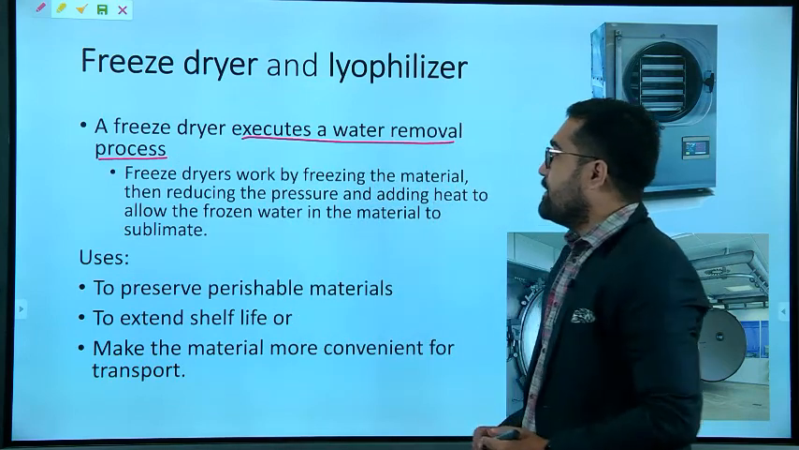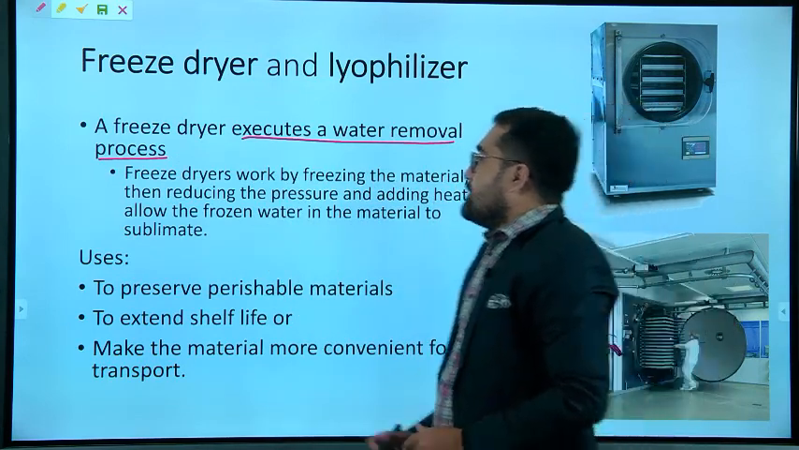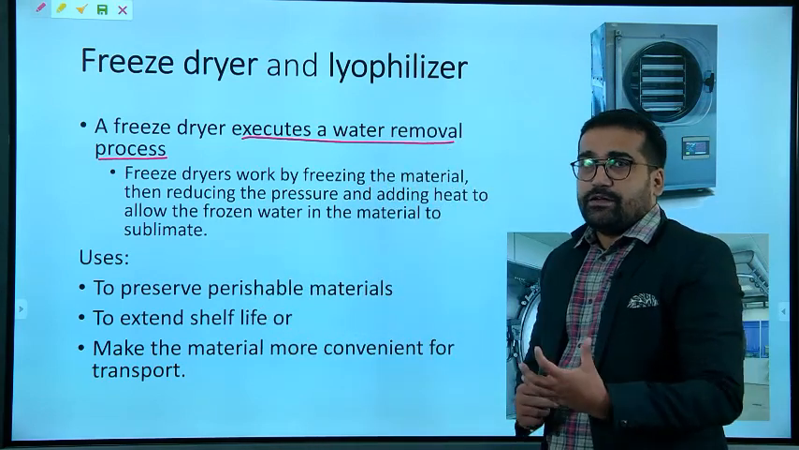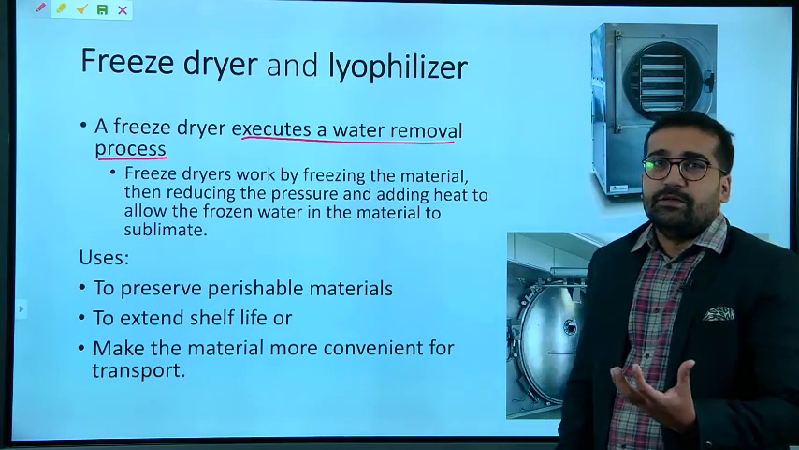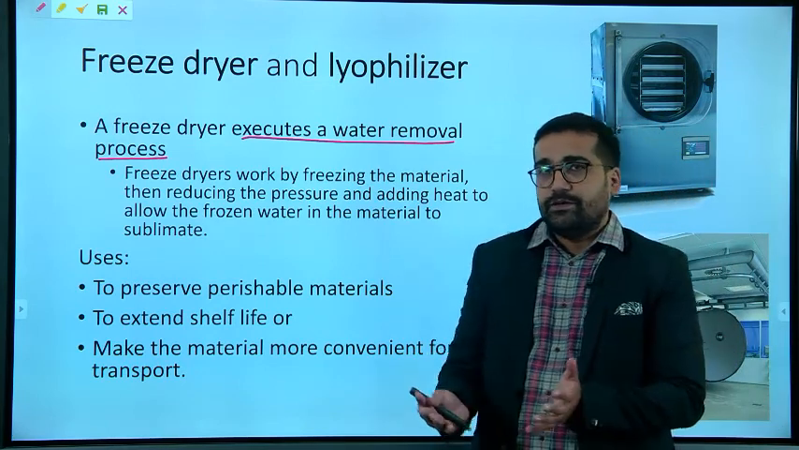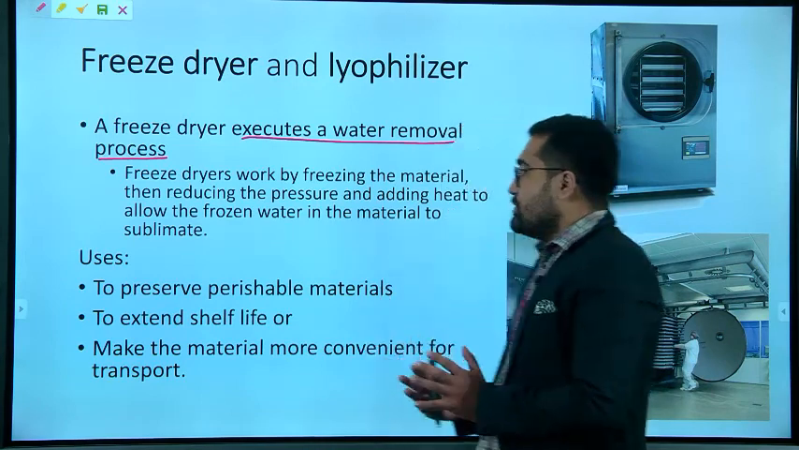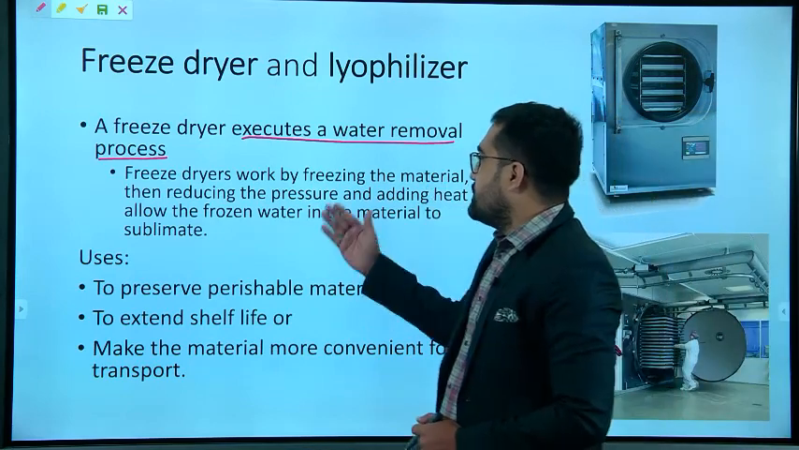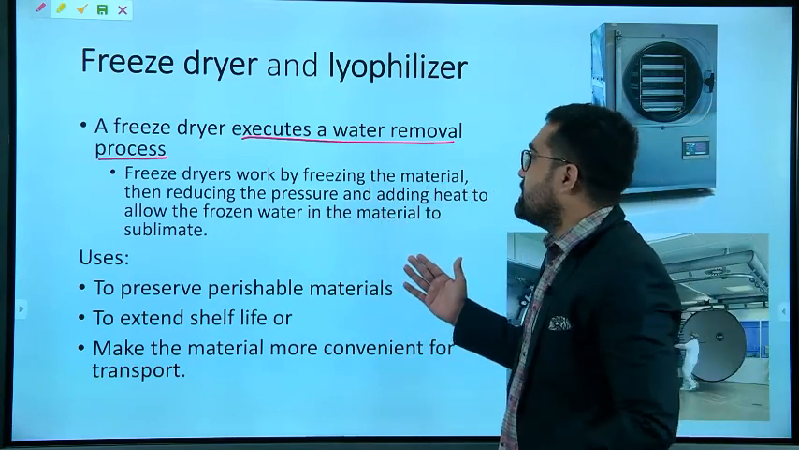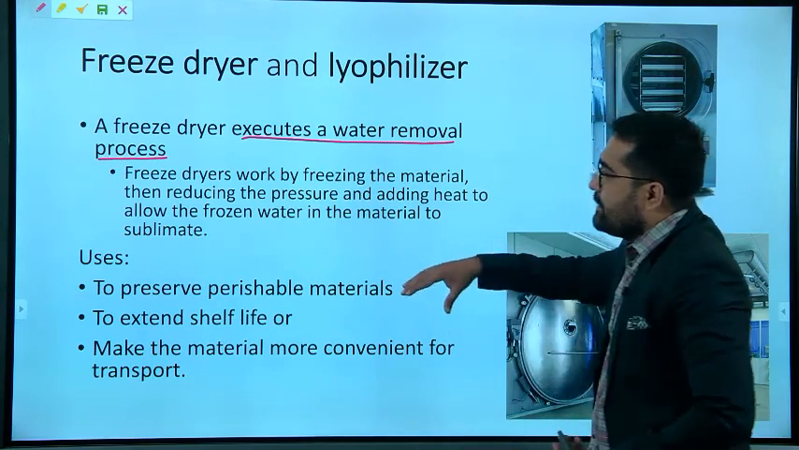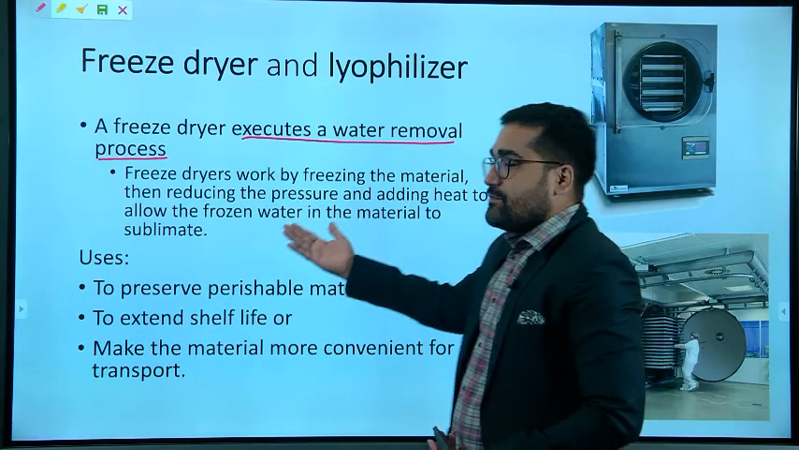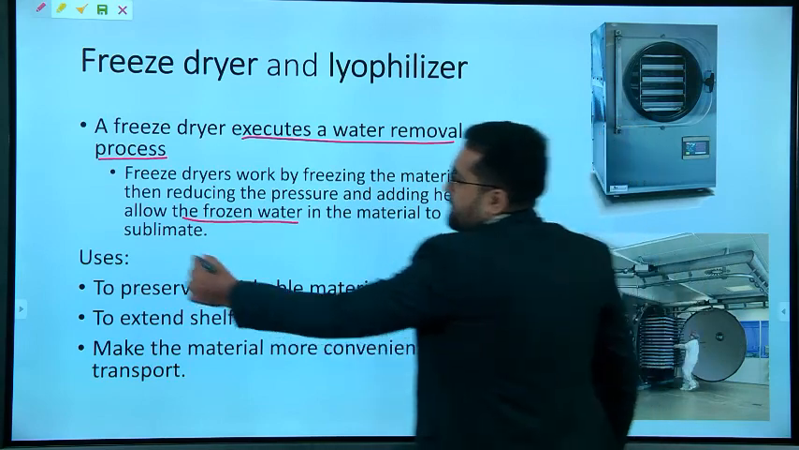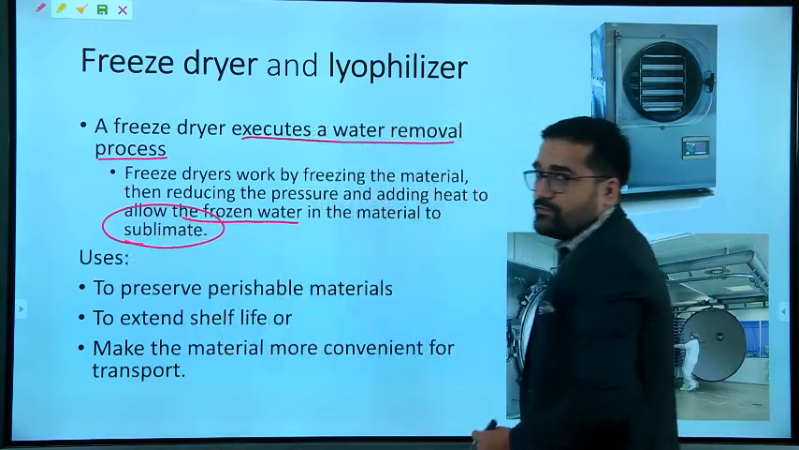The work of the freeze dryer is removing water from the component. We reduce the temperature and freeze the product, and after freezing we do sublimation, we remove the water with the help of sublimation. Sublimation is the term we generally use in freeze drying. So, freeze dryer works by freezing the material, then reducing the pressure. First we reduce the temperature, then reduce the pressure, and then we add heat to the product. Then the frozen water sublimates.